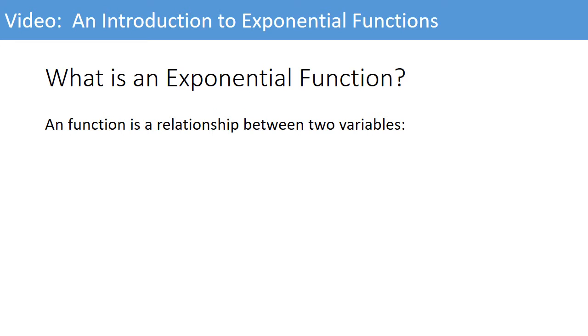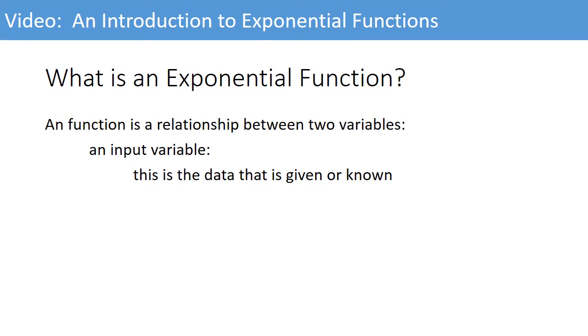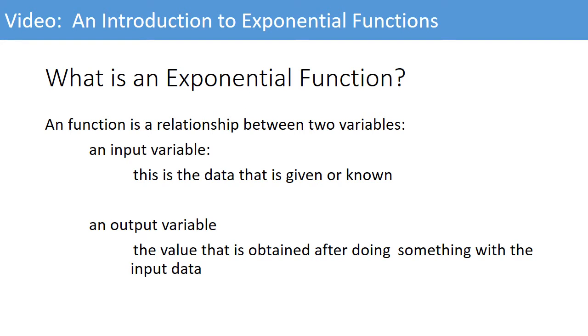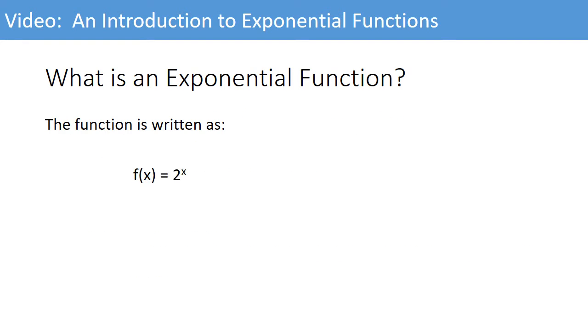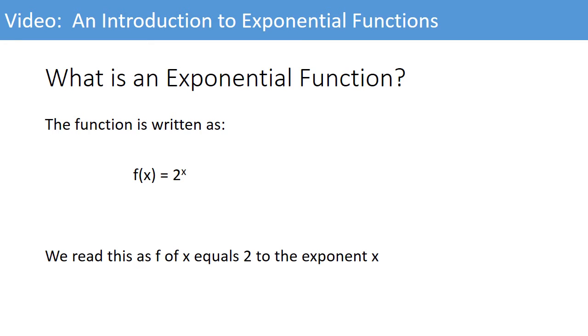A function is a relationship between two variables: the input variable, the information going in, and the output variable, the results coming out. The function is written as f of x equals 2^x. We read this, as I just did, as f of x equals 2 to the exponent x. This is called function notation.